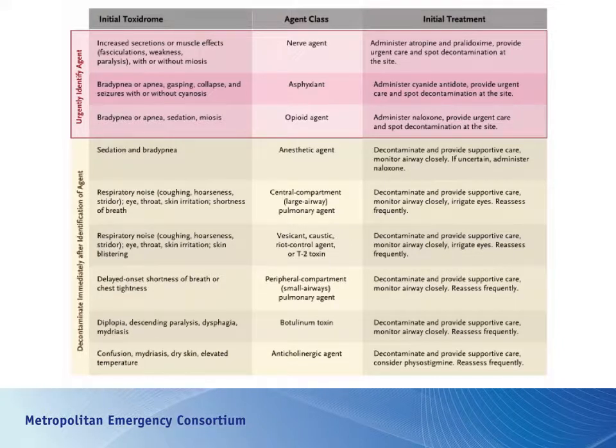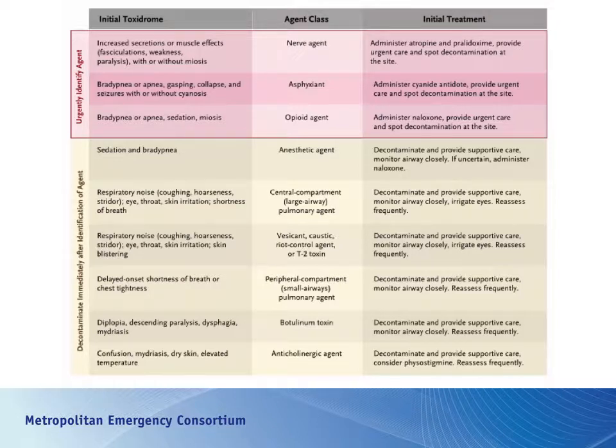Patients who may be exposed to asphyxiants like carbon monoxide or cyanide, they tend to be apneic or be gasping. They will have collapse. They may have seizures, and they may or may not appear cyanotic. These patients need oxygen therapy if you're worried about carbon monoxide. If you're thinking about cyanide exposure, then we need to treat them with our cyanide kits. It's entirely possible that if we have a mass casualty event with cyanide, we won't have enough antidote immediately available to treat the patients. But you always have to think about that.